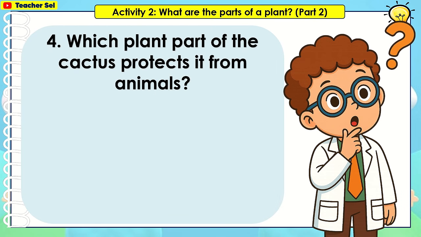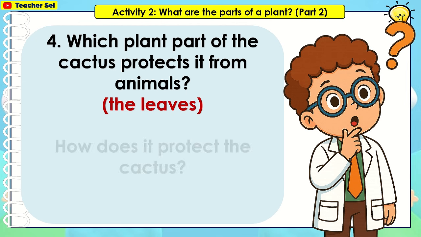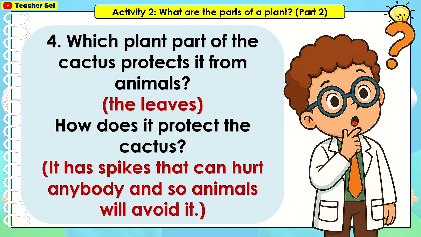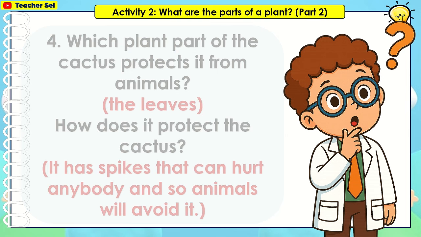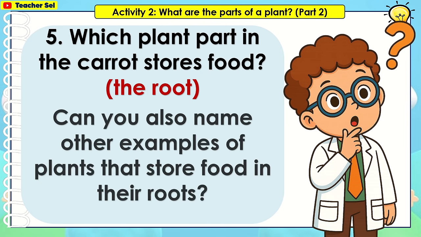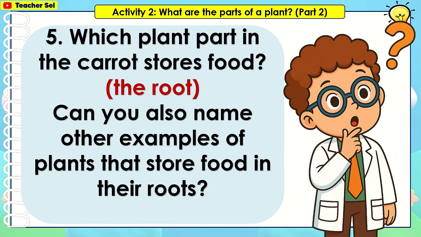Which plant part of the cactus protects it from animals? The leaves. How does it protect the cactus? It has spikes that can hurt anybody, and so animals will avoid it. Which plant part in the carrot stores food? The root. Can you also name other examples of plants that store food in their roots? Radish.